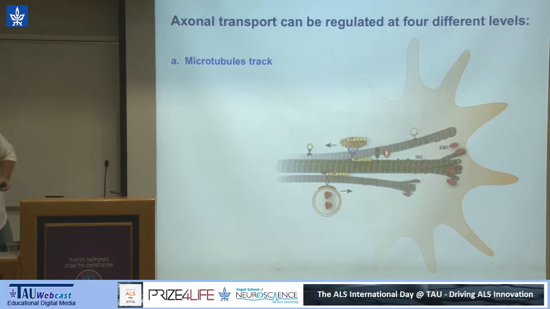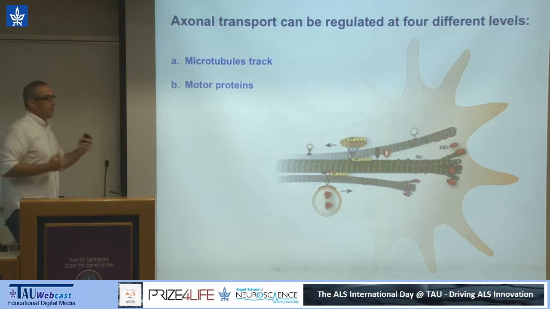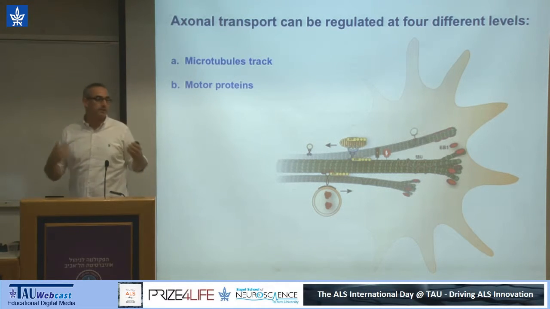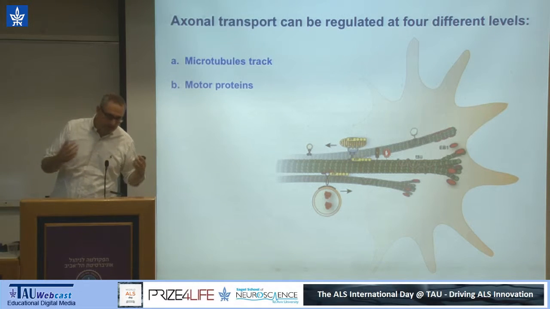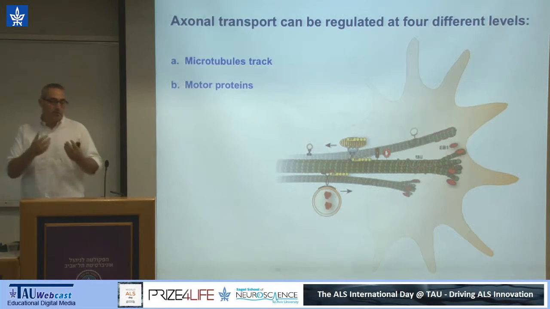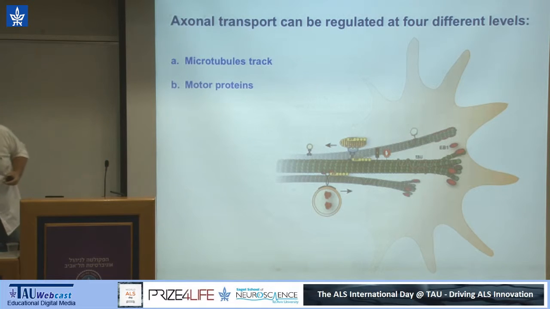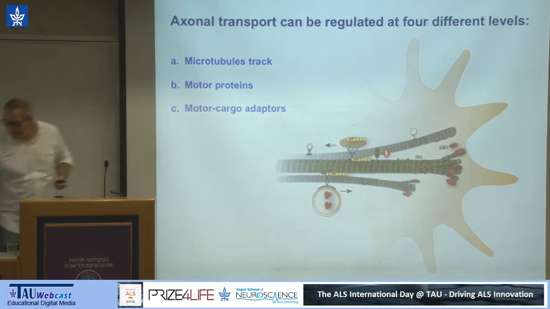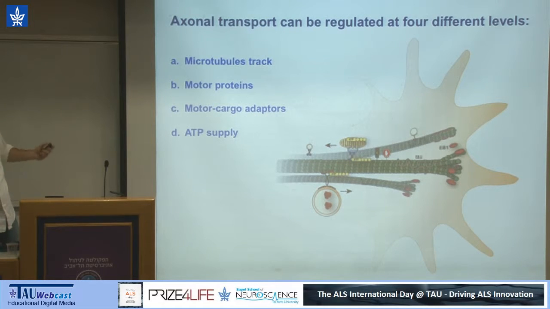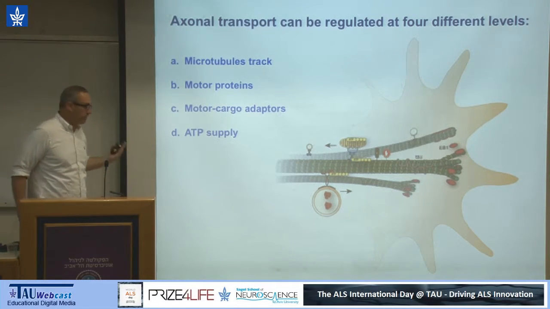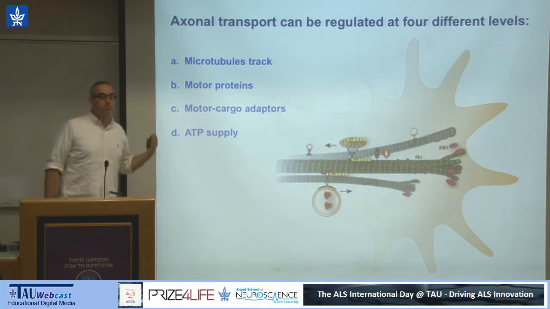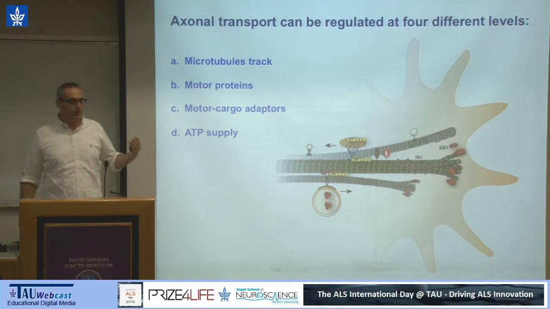Another level of regulation is the motor proteins themselves. The dynein and the kinesins can be phosphorylated, activated, and recruited to different cargo. Another level is the adaptors and the ATP, which is mainly supplied by the mitochondria. Altogether, these are actually the reason for most neurodegenerative diseases.